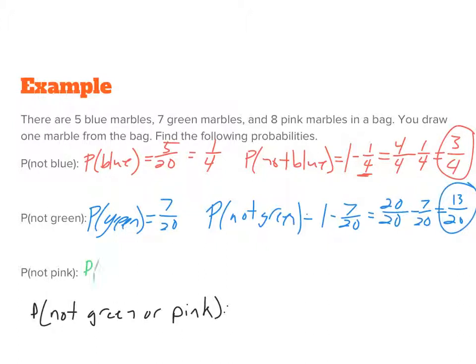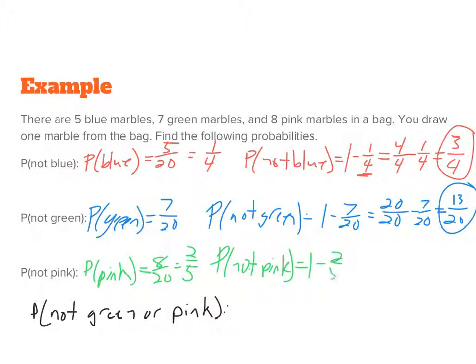Probability of not pink, I need to find the probability of pink first. There are 8 out of 20 for pink. I can simplify that down to 2/5. Okay, so the probability of not pink, I take 1 minus 2/5. And again, rewrite the 1 so I can subtract it as 5/5. So 5/5 minus 2/5. That gives me a final answer of 3/5.